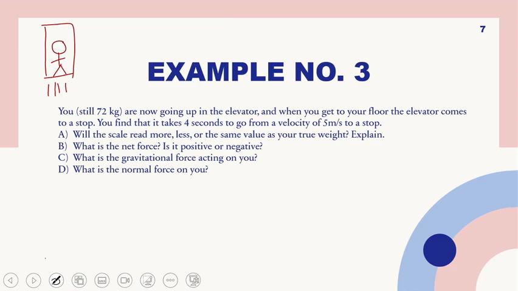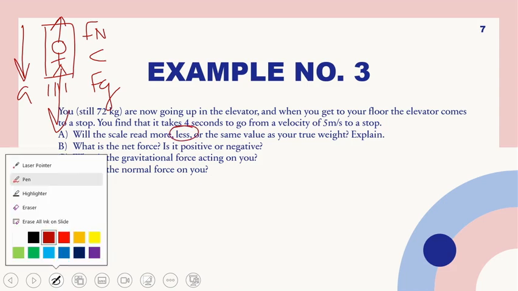And when you slow down, your acceleration points behind you, so it's going to point downwards. The net force points the same way as your acceleration, so the net downward forces acting on you are going to be greater than the upward forces, which means that the normal force is less than the gravitational force. And since a scale measures your normal force, it's going to give a reading that is less than your true weight or your gravitational force.